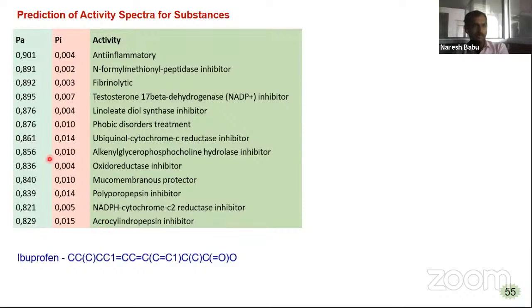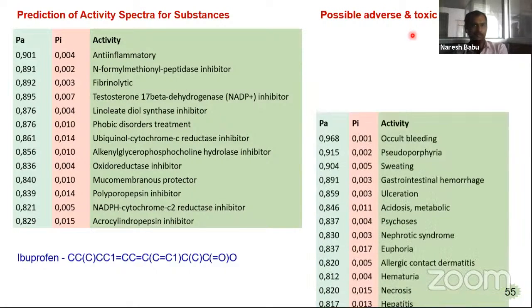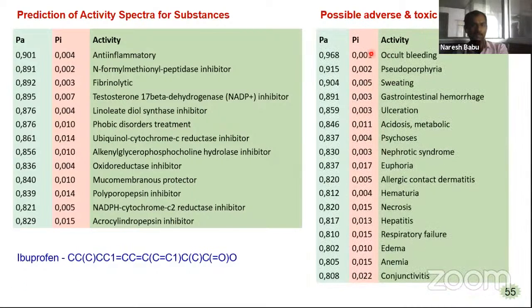So here I gave ibuprofen by taking its SMILES notation. It gives the activity spectra of the compound. For anti-inflammatory, the probability to be active is 0.9 and the probability to be inactive is 0.004. Not only does it give the predicted activity spectra, it also gives the possible adverse and toxic effects of the compound. For ibuprofen, these are the predicted adverse and toxic effects. Bleeding is present for ibuprofen, with probability to be active 0.968 and inactive 0.01.